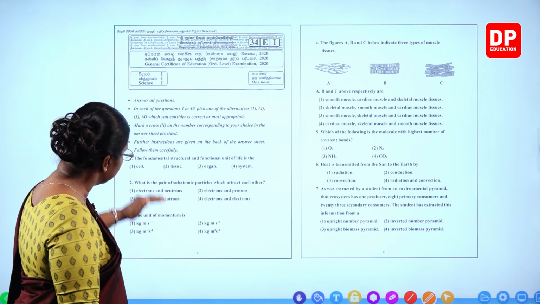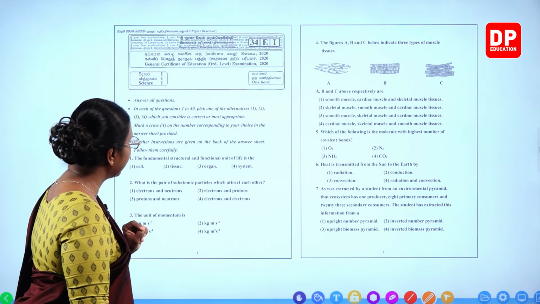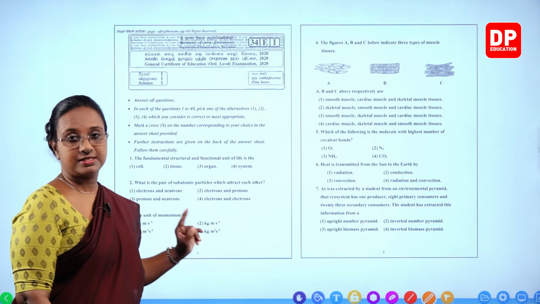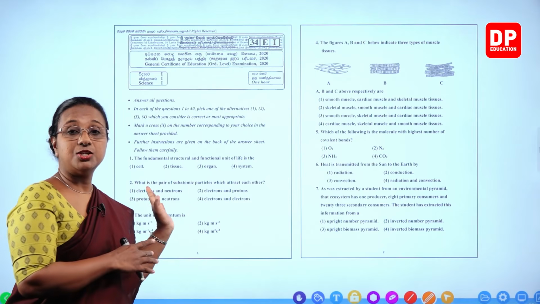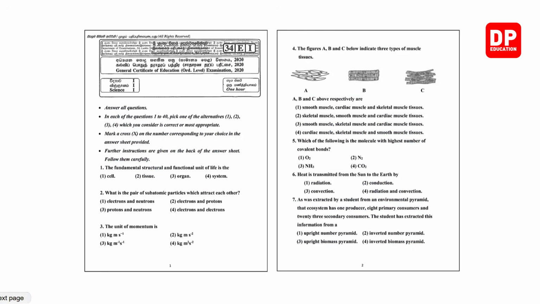Now if you look at the questions here. Now you can see the first question, the fundamental structural and functional unit of life is, you have the 4 answers: cell, tissue, organ, system. So out of this, you select the most appropriate answer and you mark it on the answer sheet. Now if you look at the questions, you can see here students, this is related to a biology lesson. Then if you look at the second one, what is the pair of subatomic particles which attract each other? It is a chemistry related question. Then the third one, the unit of momentum. So that is a physics related question.